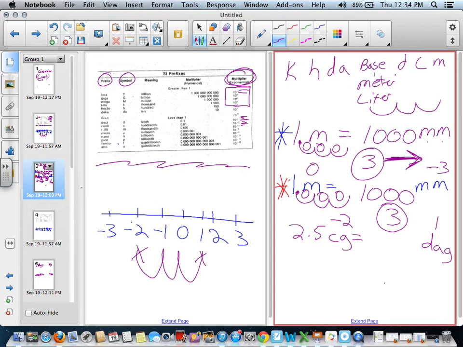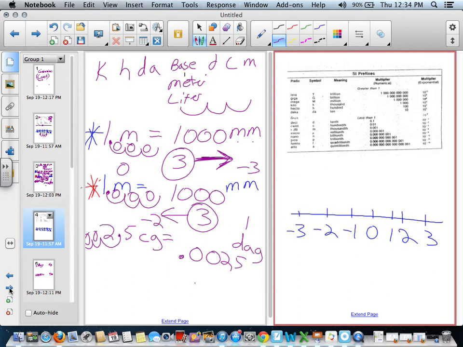Now where are we going to go? Are we going to go to the right or are we going to the left? So who do we support? Always support the underdog. That's right. So we're going to go here to the left, 3 spots. Take the decimal point, go 1, 2, 3. Oops, ran out of room there. And so our answer is going to be 0.0025 decagrams.